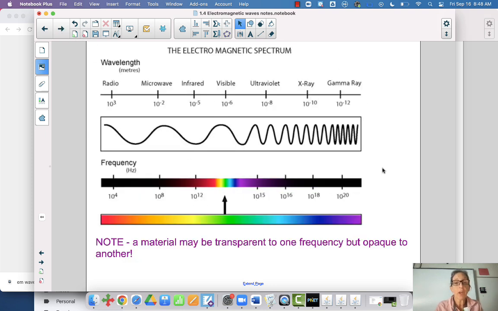Here's another image of the electromagnetic spectrum. You'll notice this middle part here, visible light. Visible light is itself a spectrum called the color spectrum, going from red up to violet. Infrared means right below red. Ultraviolet means right above violet. So this color spectrum fits right in there.